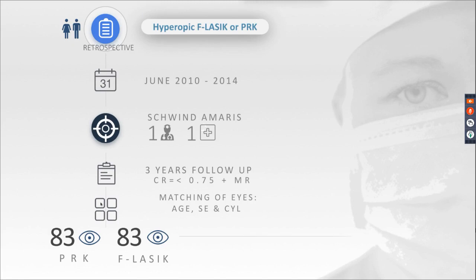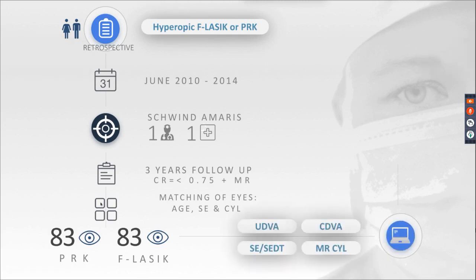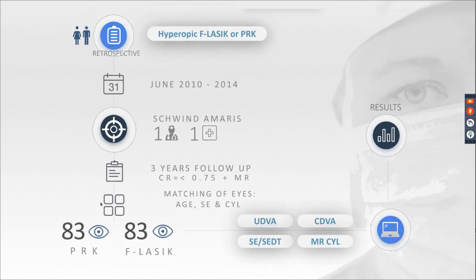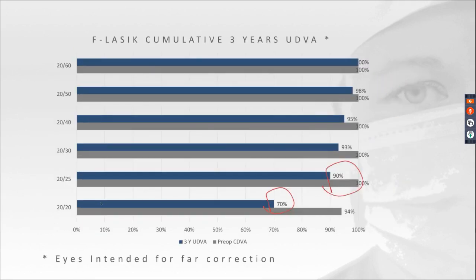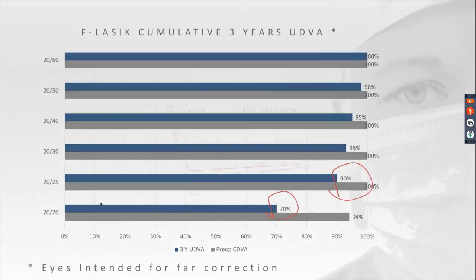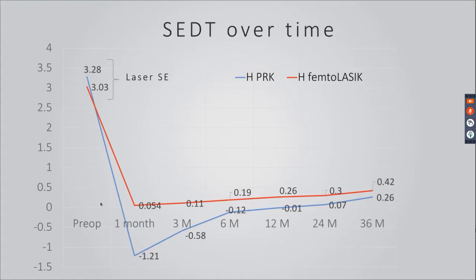So finally, we look at our outcome measures and we analyze the data. And then we noticed that for PRK, 65% were 20/20 and 87% were 20/25 by 3 years, whereas for LASIK, 70% were 20/20 and 90% were 20/25. Again, all of these were femto-LASIK, so cut using the femtosecond technology.